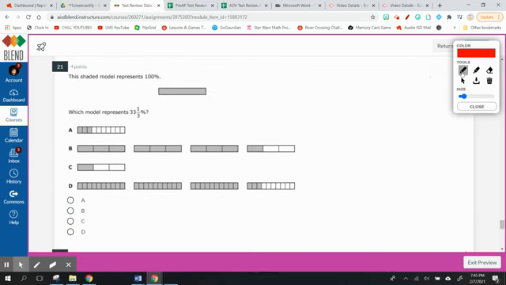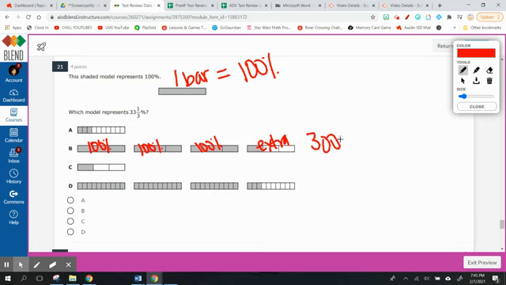All right, number 21. The shaded model represents 100%. So that means 1 bar equals 100%. Which model represents 33 1/3? Well, you guys, I am looking at 2 answer choices that we can immediately get rid of, because this is 100%. This is 100%. This is 100%. And this is extra. These are 300% and more. 300% and more. Immediately, I'm getting rid of B and D, because there's no way it can be 33% when it has more than one whole.